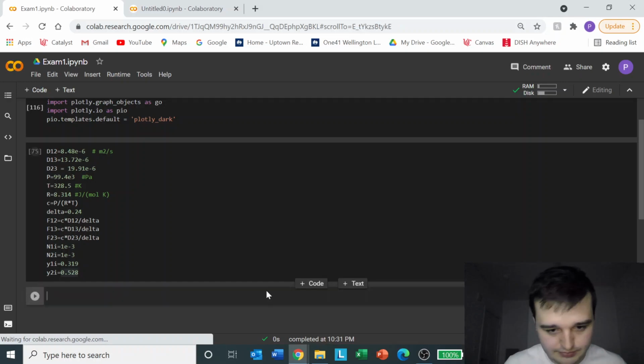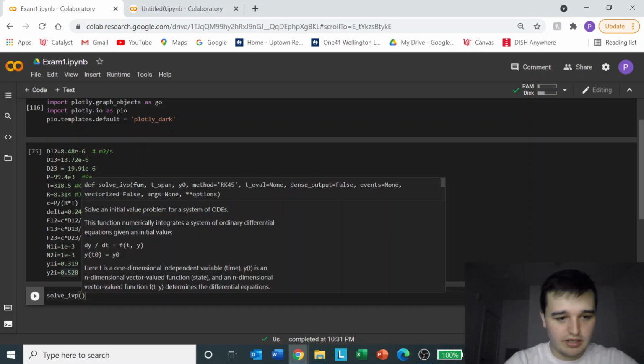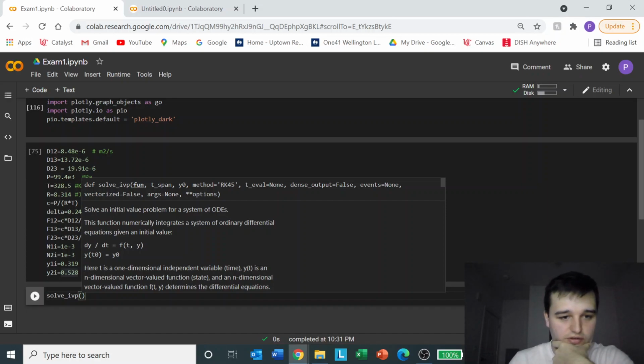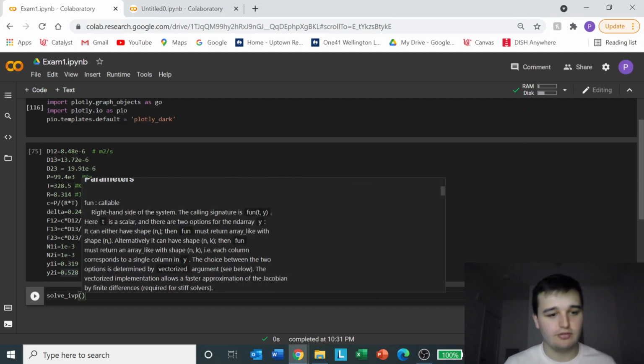So moving on, we're going to start with the initial value problem that we set out to solve. When we look at initial value problems, we need fun, not the kind of fun I'm having in this class right now, but fun is function. So we need a function, and if we scroll down we can see the parameters for function: it needs to be callable, and the function is the right hand side of the system, and the calling signature of it is the independent variable comes first, followed by a vector of the dependent variable.